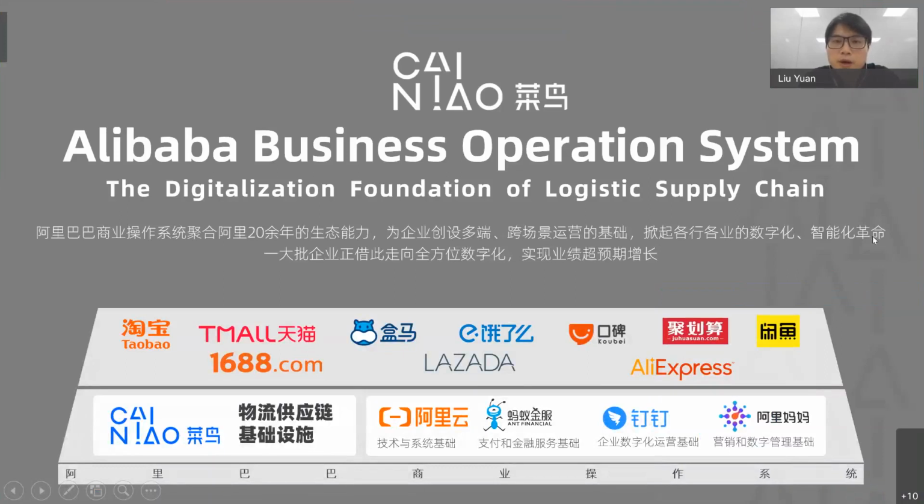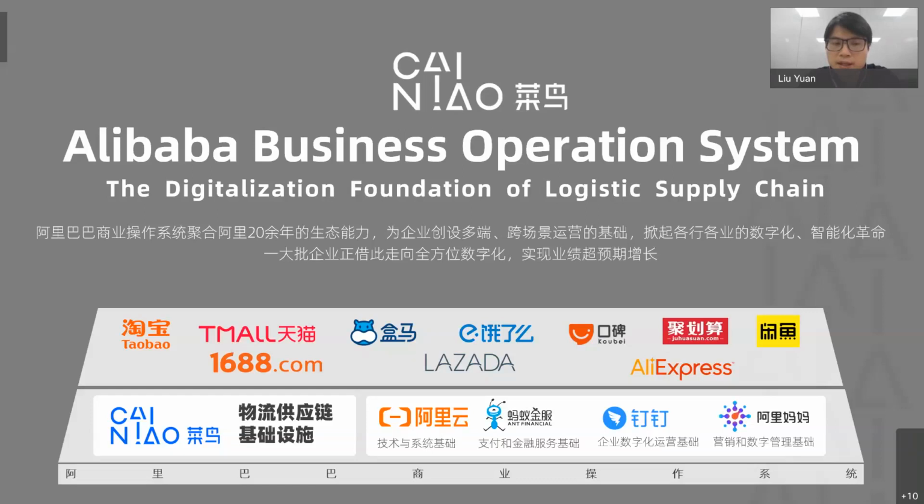Cainiao is one of the companies in Alibaba Group and is working on the logistics supply chain foundation. As we know, the mission of Alibaba is to make it easy to do business anywhere. In the past 20 years, it has built up quite a lot of business groups working in different areas, giving them a chance to go digital and realize business growth. From the chart below, we can see the bottom line is the foundation building.